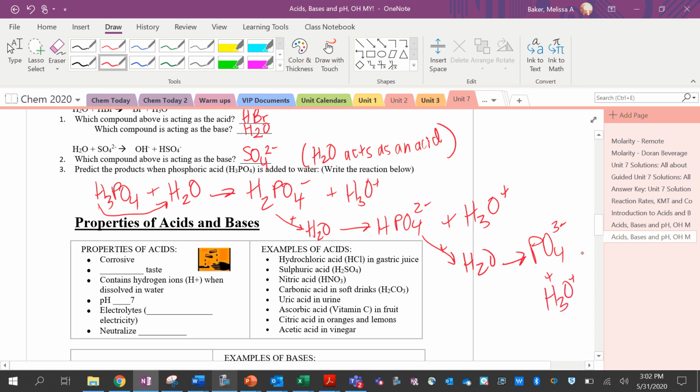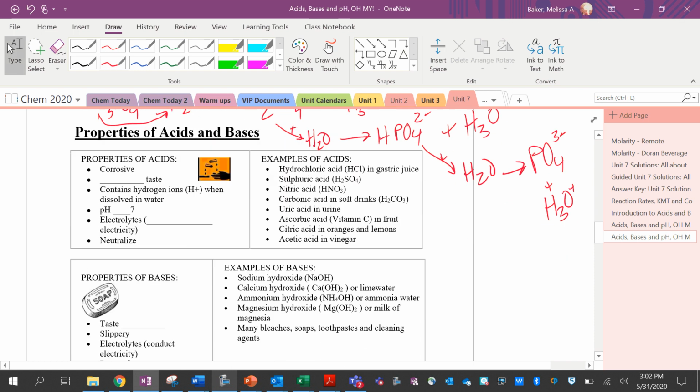So that one has 3 hydrogens that it can lose. Properties of acids and bases. You probably know a lot of these already, like acids are corrosive, they have a sour taste, they contain hydrogen ions when dissolved in water, their pH is less than 7, they are electrolytes, which means they conduct electricity when they are dissolved because they form ions, and they neutralize bases. And we're going to talk more about that.